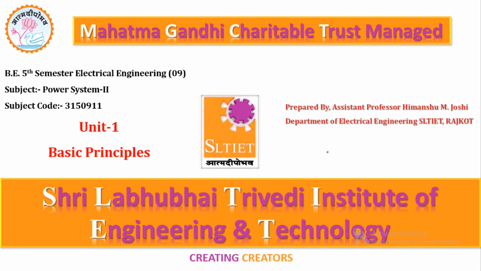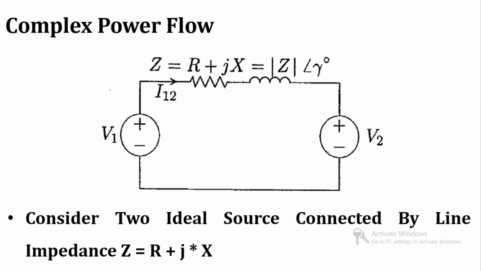So now we will further move our topics of Power System 2, and that topic is complex power flow. We have already learned about the complex power, active power, reactive power. Now we will further study how complex power will flow through a transmission line.